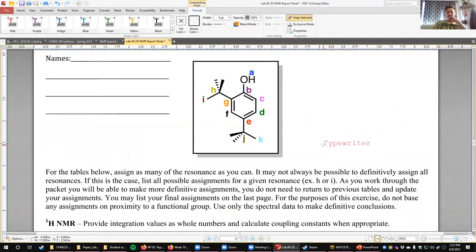Thanks. I'm having trouble being able to assign the location for H and J. And I'm looking at the HMBC with the proton NMR from 1.5 to 1.28 and the carbon NMR from like 22 to 42 or something.